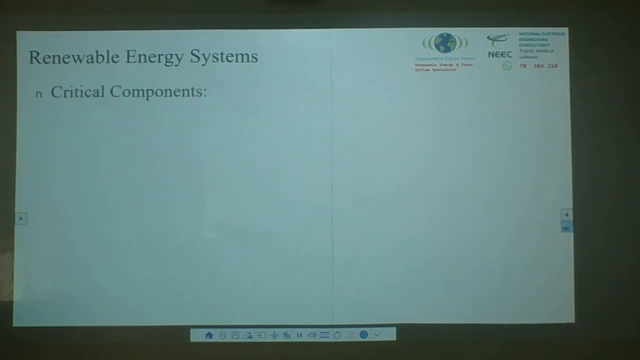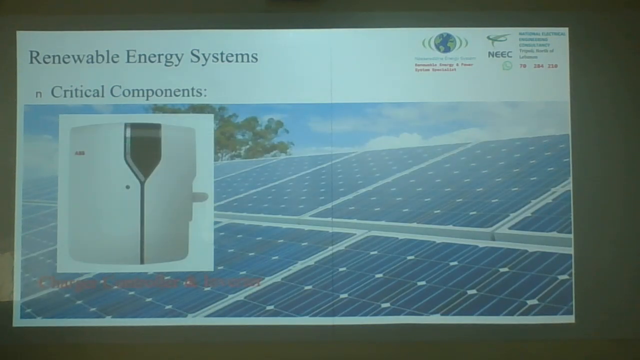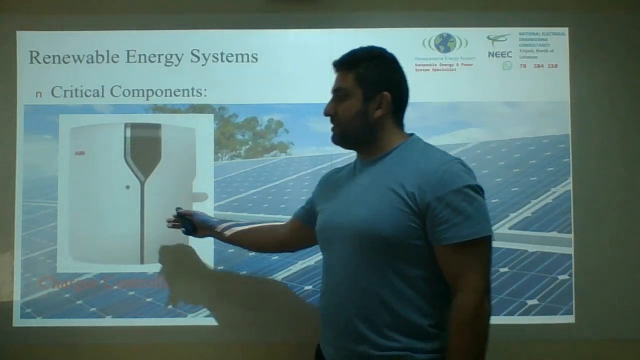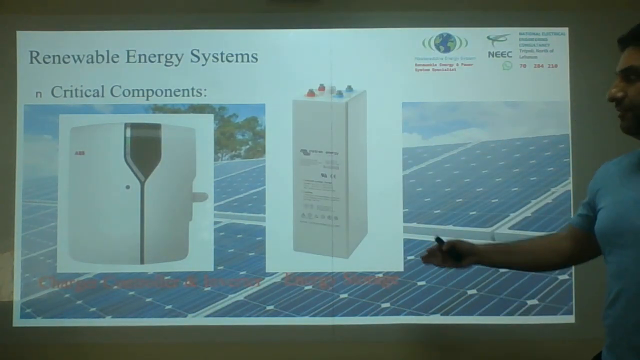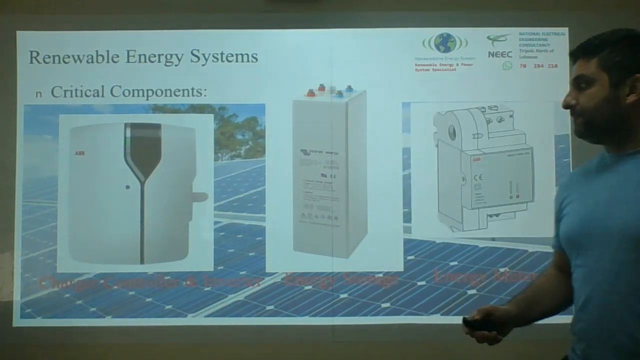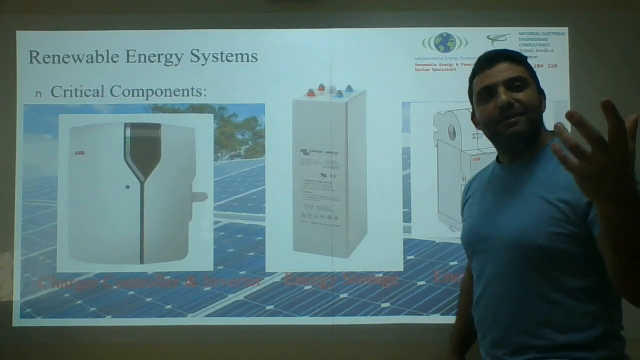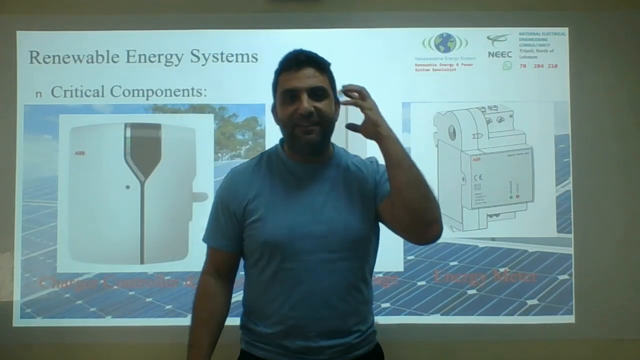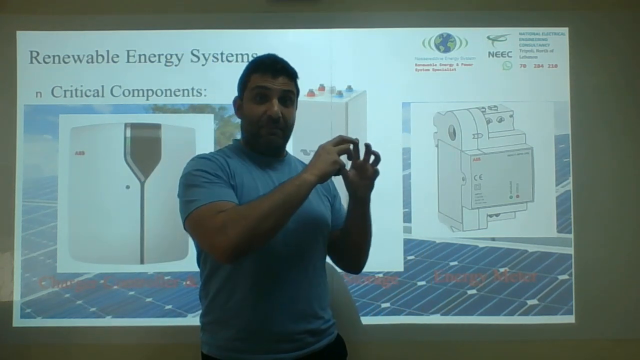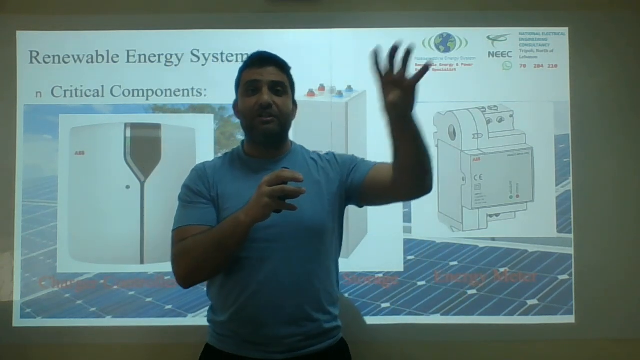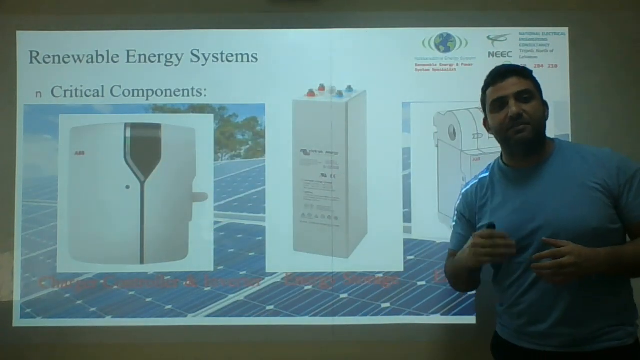Critical components. What are the critical components of my system? I have my inverters, charge controllers and hybrid inverters. I have my energy storage. I have my metering system, or smart brain, to control the power flow between the battery, the solar, the house, and the grid, or in the case of diesel generators, and so on.